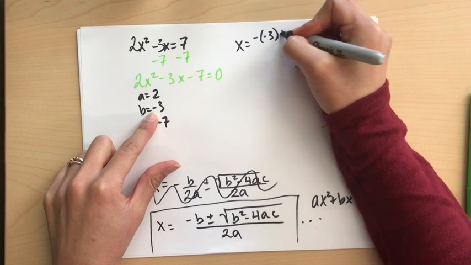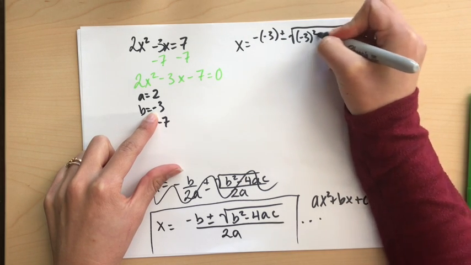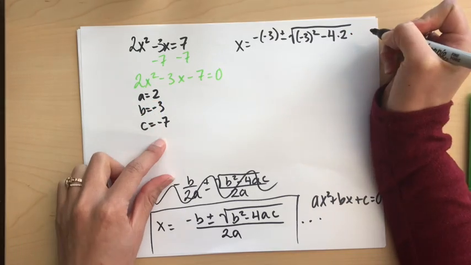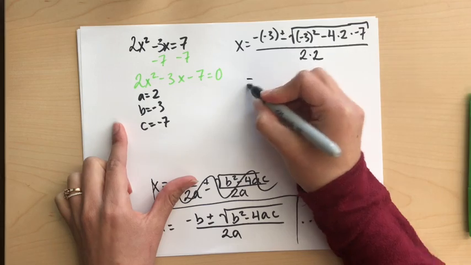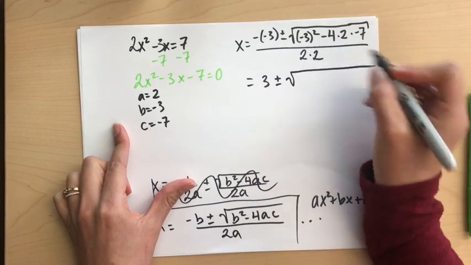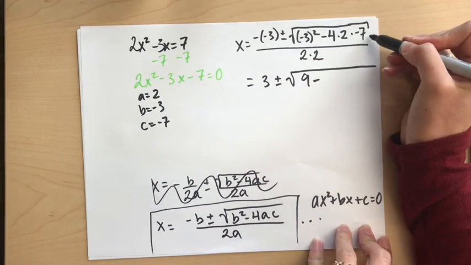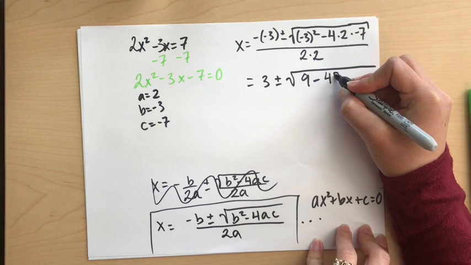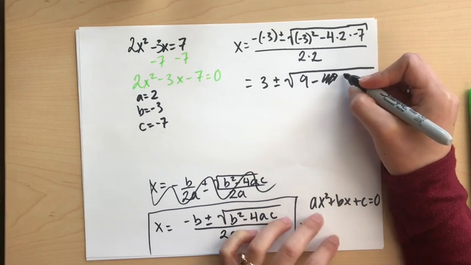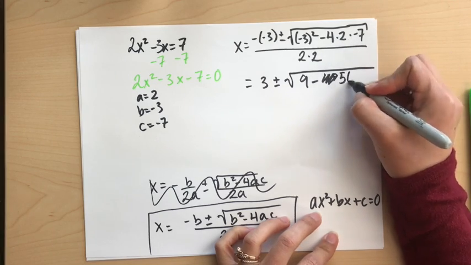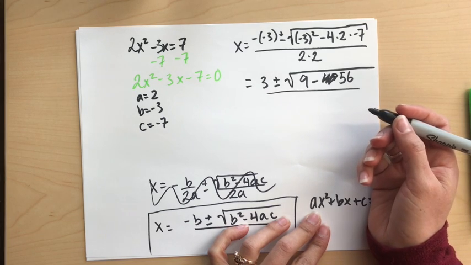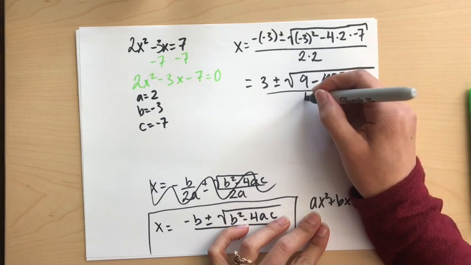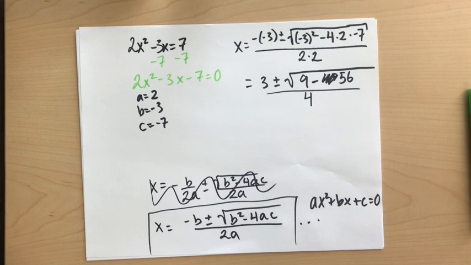So first, x is equal to negative b, which is negative 3, plus or minus the square root of b squared, which is negative 3 squared, minus 4 times 2 times negative 7, all over 2a, which is 2 times 2. So I end up with 3 plus or minus the square root of 9 minus 4 times 2 times negative 7, right? So 4 times 2 is 8, 8 times 7 is 56, and because there's two negatives there, negative 4 and negative 7, that's going to end up being not minus 56, but actually plus 56, okay?